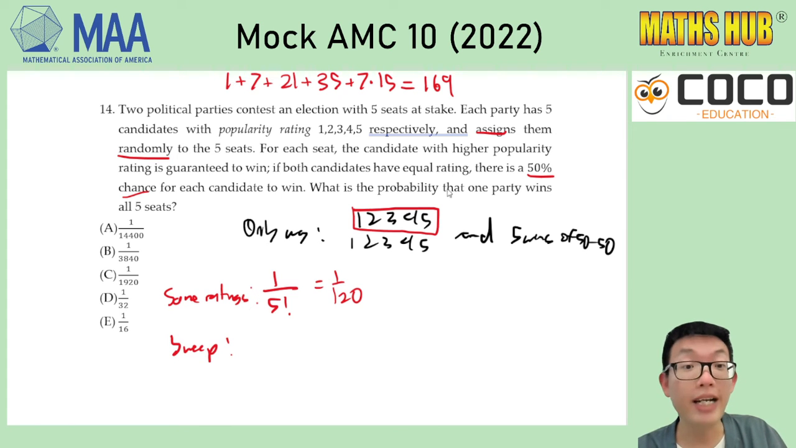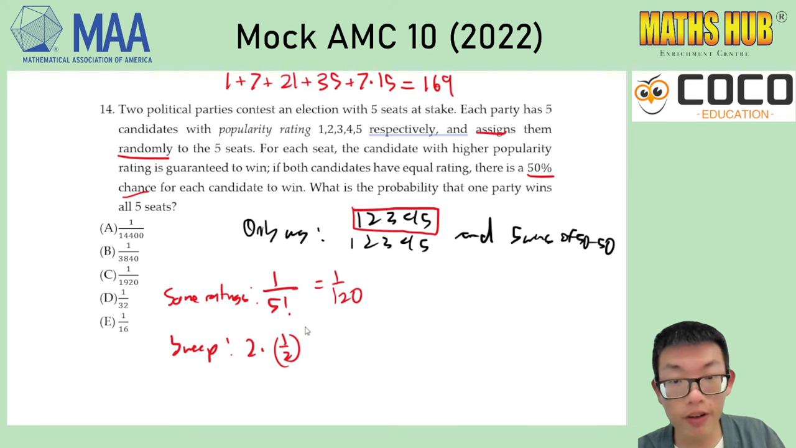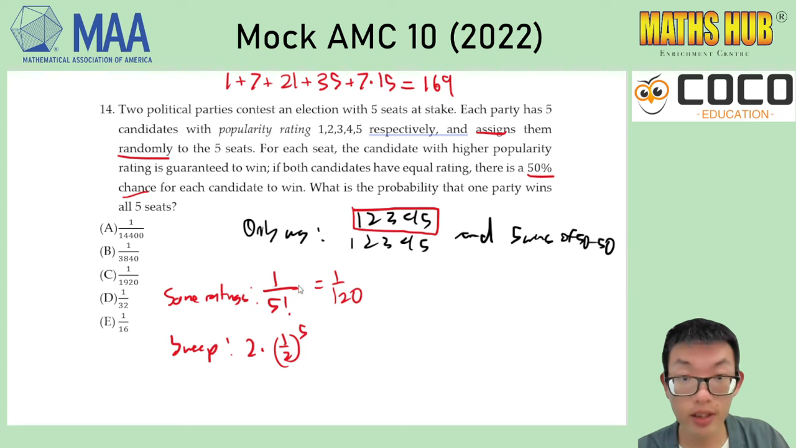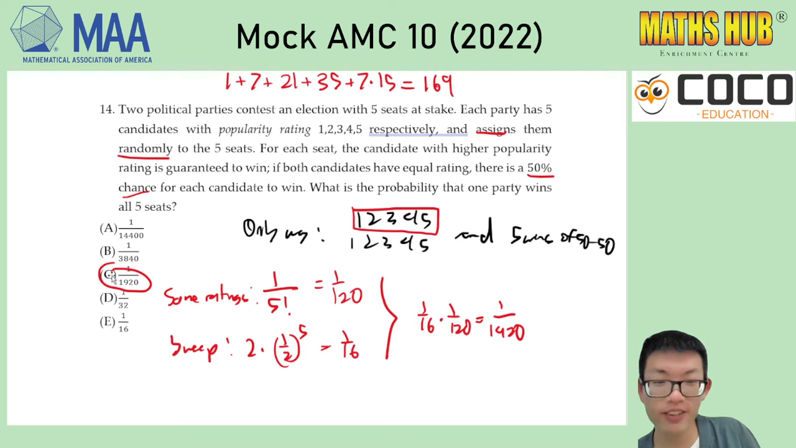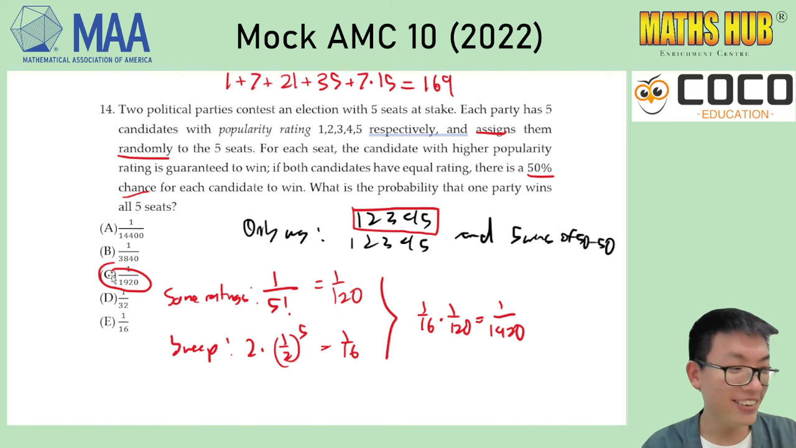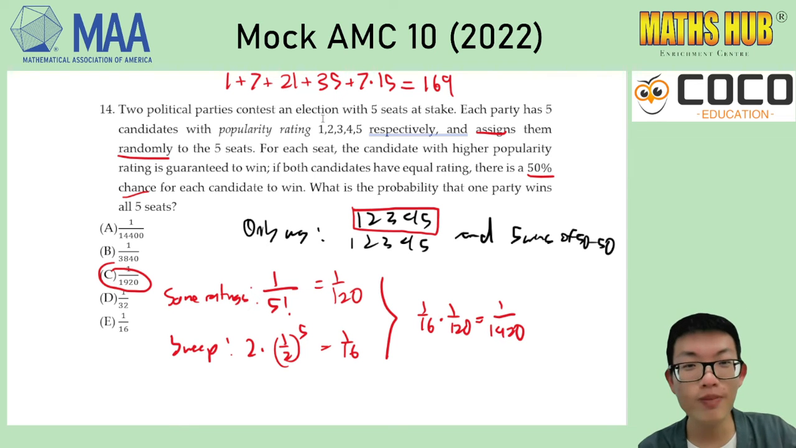Well, it could be either party, right? What's the probability that one party wins all 5 seats, not the first party? So one party wins all 5 seats, not one particular party. It could be half to the power of 5 in either direction, which is 1 over 16. So therefore, your answer is 1 over 1920, which is, I guess, a victory for democracy, that you do not have a high chance of a sweep if all the parties actually have the same popularity ratings.